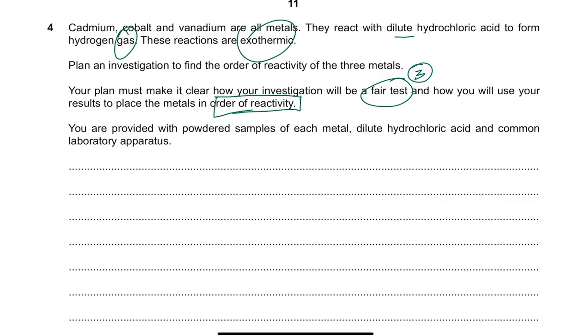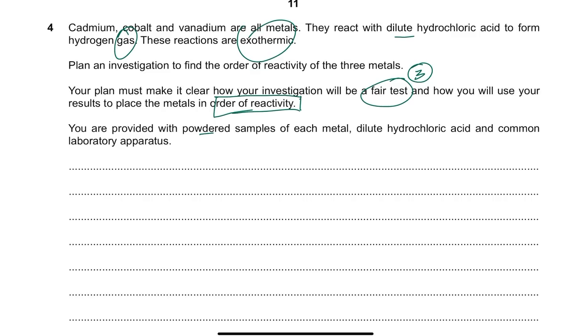You're provided with powdered samples of each metal. If they were not powdered samples, then we would first crush them with a mortar and pestle to make powder, and you would get 2-3 marks for that. And you're using dilute hydrochloric acid. For a fair test, what should happen? Now we can do the experiment in 2-3 ways.